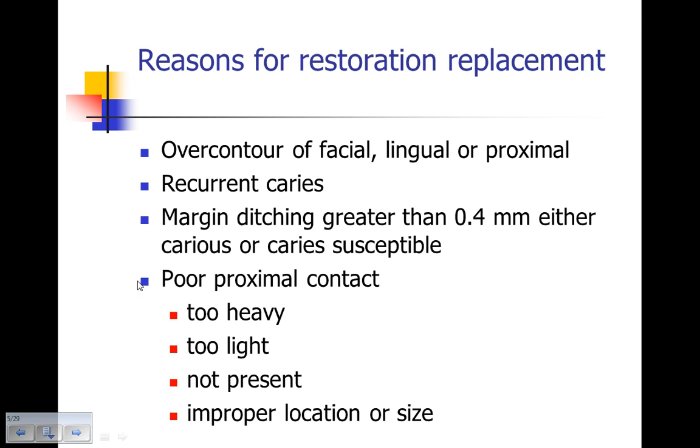When we evaluate the proximal contact, look to see if it's too heavy. Can you run floss between the teeth or not? Is it too light where the floss just drops through, or is it not even present that we can see light through that contact? While in the anterior, not very critical. In fact, over 35% of anterior teeth have some spacing. For a posterior tooth, in function, you'll see food impaction, food retention. You need that proximal contact.